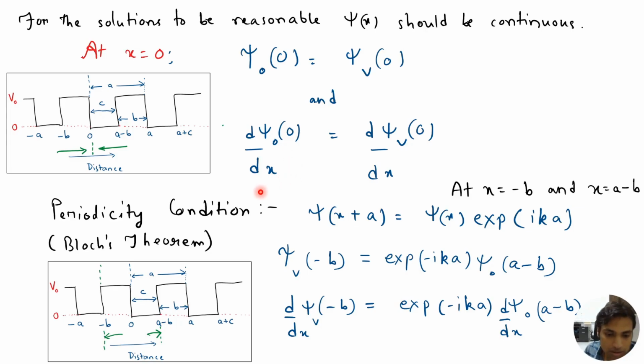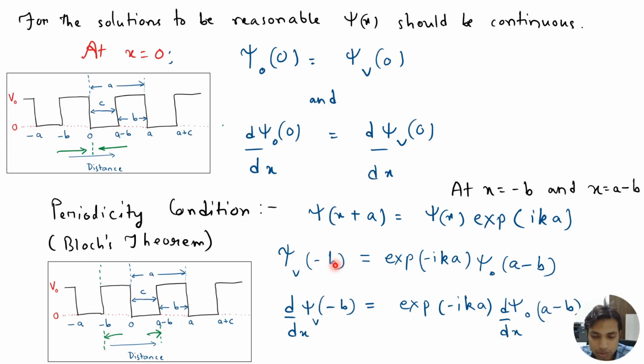Now we come to the next boundary condition. This is one set of boundary conditions, equation 1, equation 2. Another set of boundary conditions comes from the periodicity. There is a theorem called Bloch's theorem, and Bloch's theorem says that if you have a potential with a periodicity a, then if you translate the wave function by the periodicity, you will acquire a phase of e to the power i k a. This is the statement of Bloch's theorem.